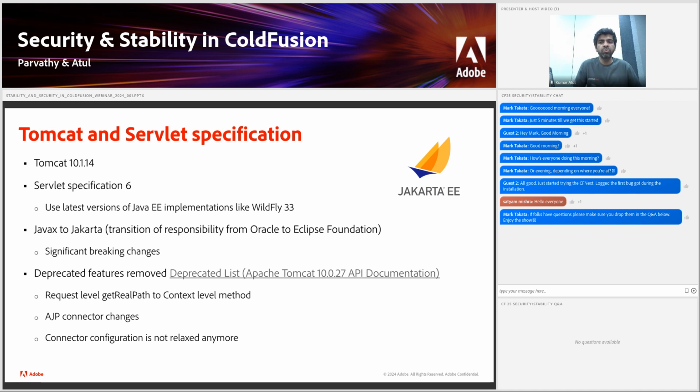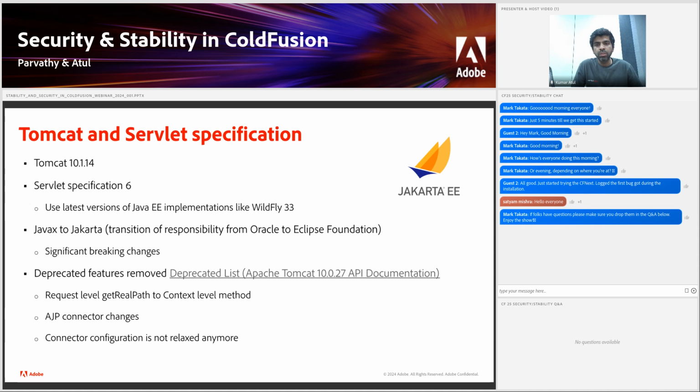So when we have moved from earlier servlet specifications to the latest one, which is 6, we are enabling our users to use the latest Java EE deployments like Wildfly 33 and other Java EE deployments as well. And this gives users the ability to use newer functionalities which are available with their latest deployments.